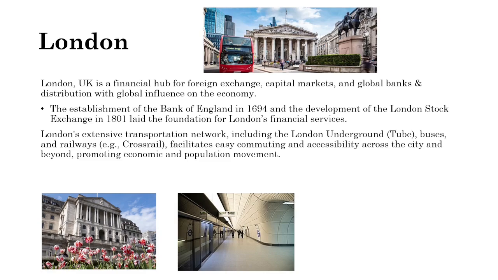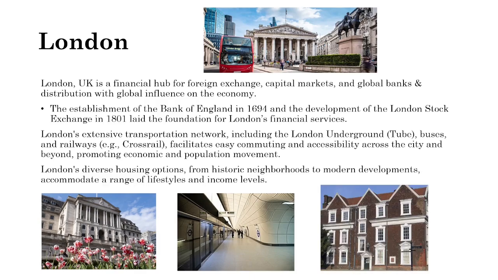They also have a very extensive transportation network. London's pretty big, so you can get to and from somewhere within the city within a day. Traffic's pretty bad there, but you can get around the city, wherever you want to go, because there's a lot of transportation options. Look at the picture, you have a really cool red bus you could go on. There's also the London Underground and railways, and that makes for very easy commuting and accessibility across the city, to and from the city. This promotes population movement, cultural exchange, economic development.